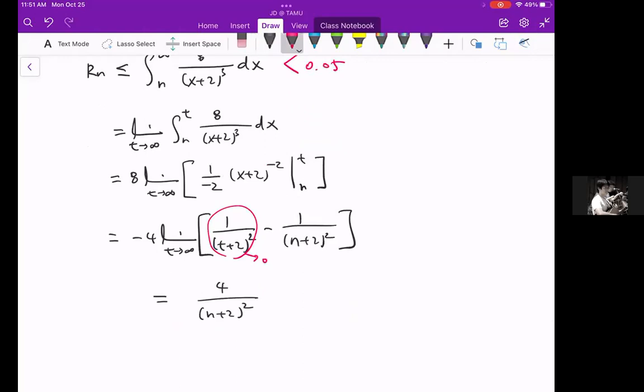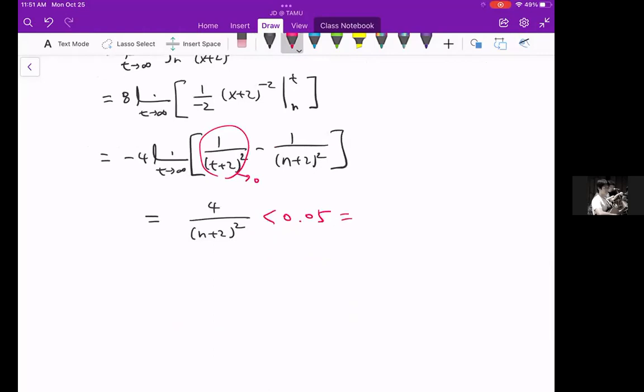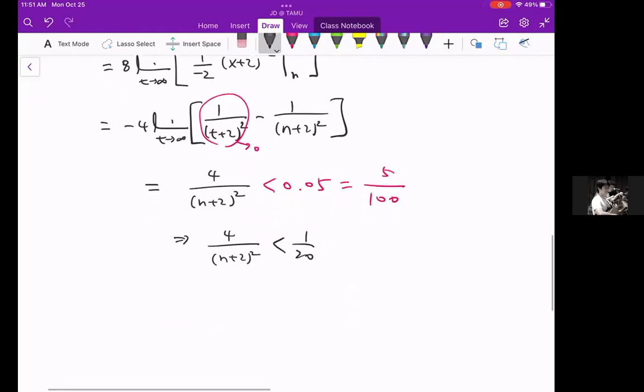So that is equal to negative, which is positive, 4 over (n+2) squared. And we would like to make this less than 0.05. Let me write 0.05 as a fraction, which is 5 over 100. So 4 over (n+2) squared is less than 1 over 20. Let me divide by 4 on both sides. 1 over (n+2) squared is less than 1 over 80. Then let me flip. (n+2) squared is bigger than 80.